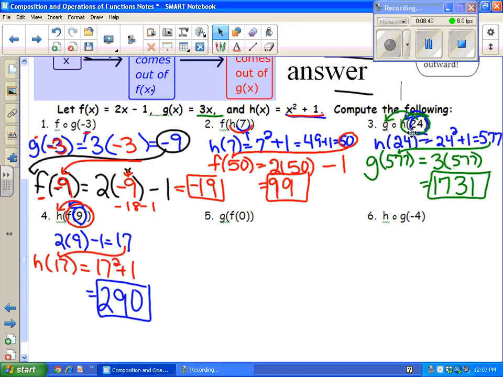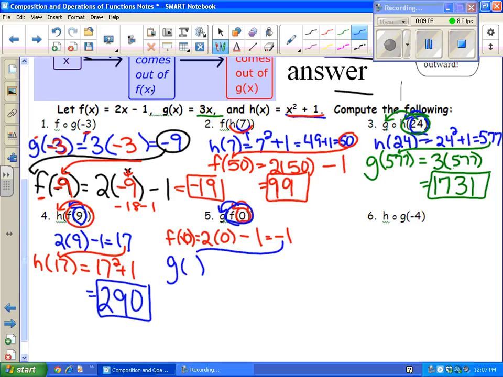All right, number 5. Which one do we start with first? Okay, we're going to put 0 where? Into F. Put 0 into F, so it's 2 times 0 minus 1. So I get negative 1. This is where you've got to be careful. If you don't input the negative number right, this answer is going into G. So take G and put what number in there? Negative 1. 3 times negative 1 turns out to be negative 3. Final answer is my second answer. All right. Take G.